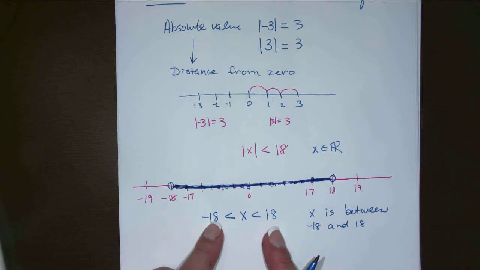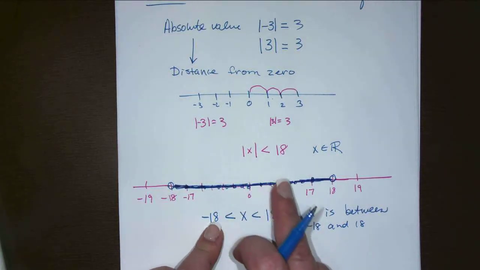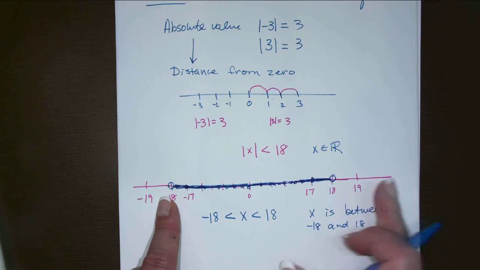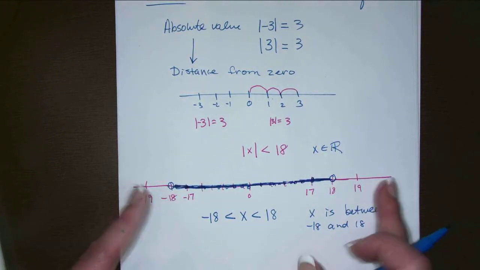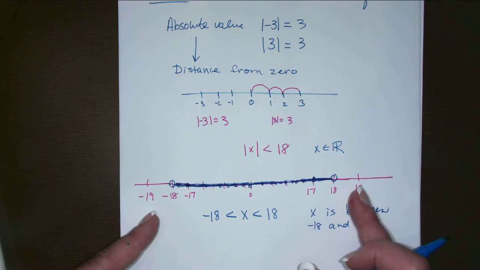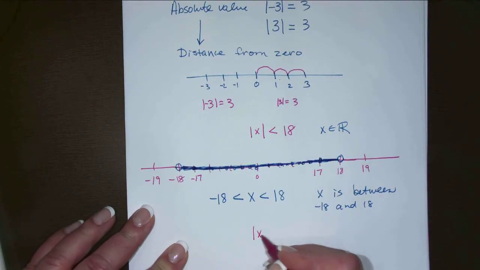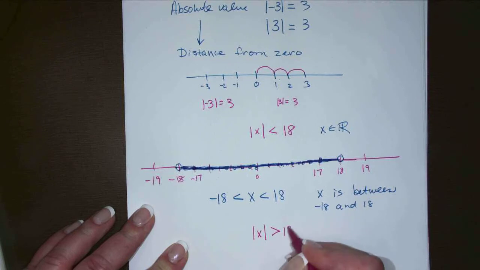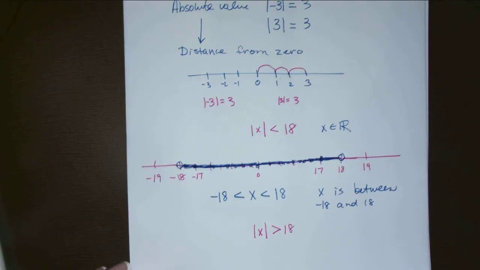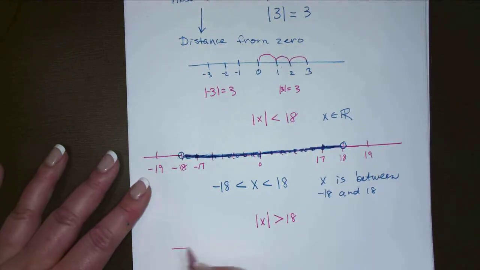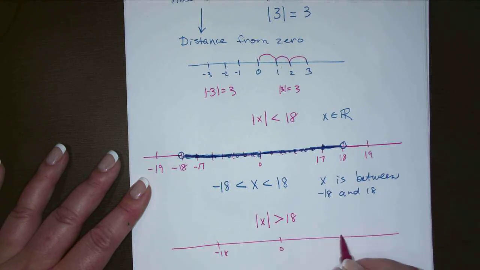So how do you think with an absolute value that I could show the other way, like bigger than 18 and less than negative 18, like these outsides? What do you think I could write? What if I said bigger than 18? Okay, so here's our numbers. Here's negative 18, 0, 18. So this is saying that the absolute value of x is greater than 18.